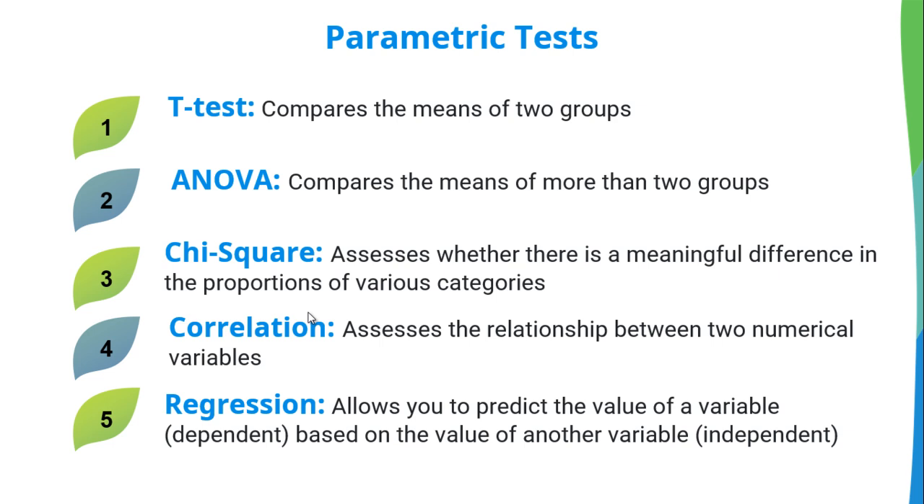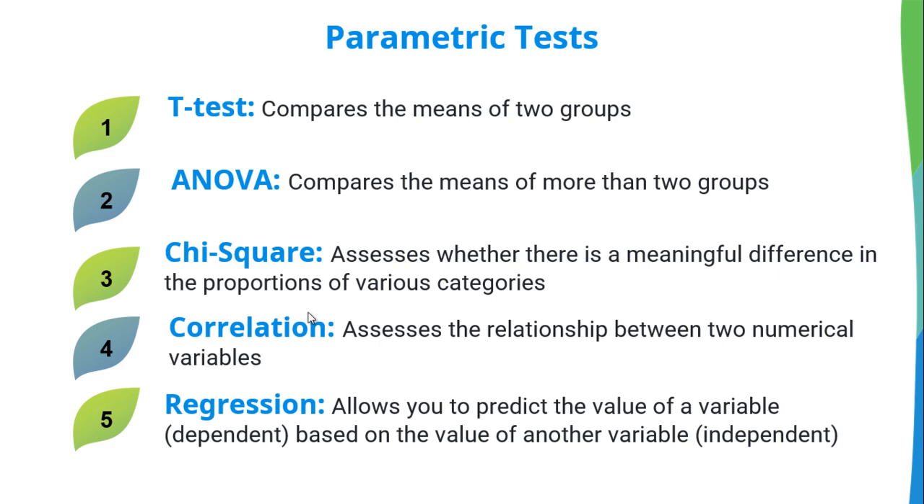We have parametric tests such as t-test, ANOVA, chi-square, correlation, regression. Chi-square could be called parametric, but sometimes it is also used as non-parametric because it only deals with categorical data, not numeric data. So it does not really require assumptions. So it's outside the assumptions we mentioned.